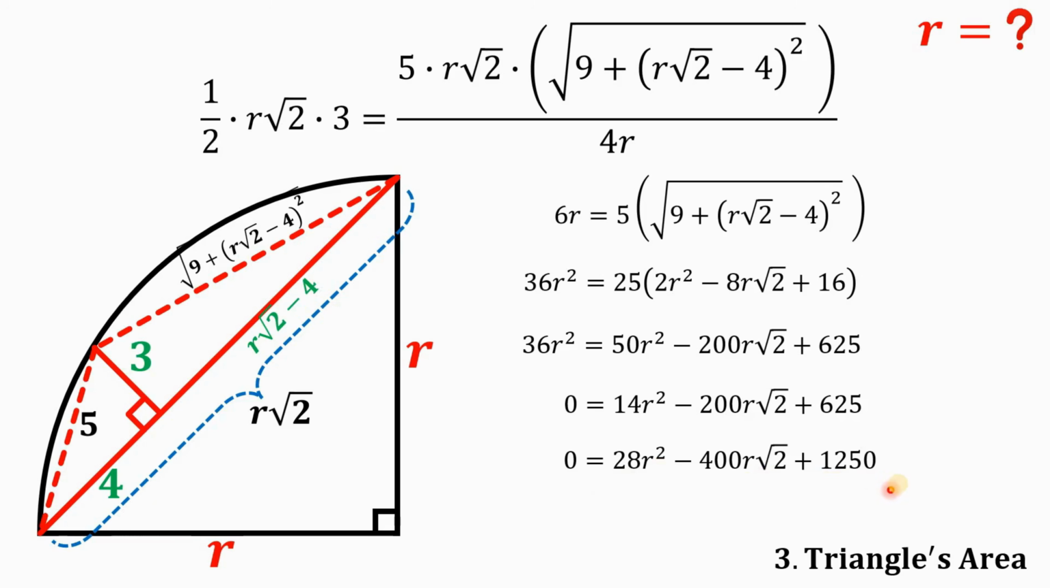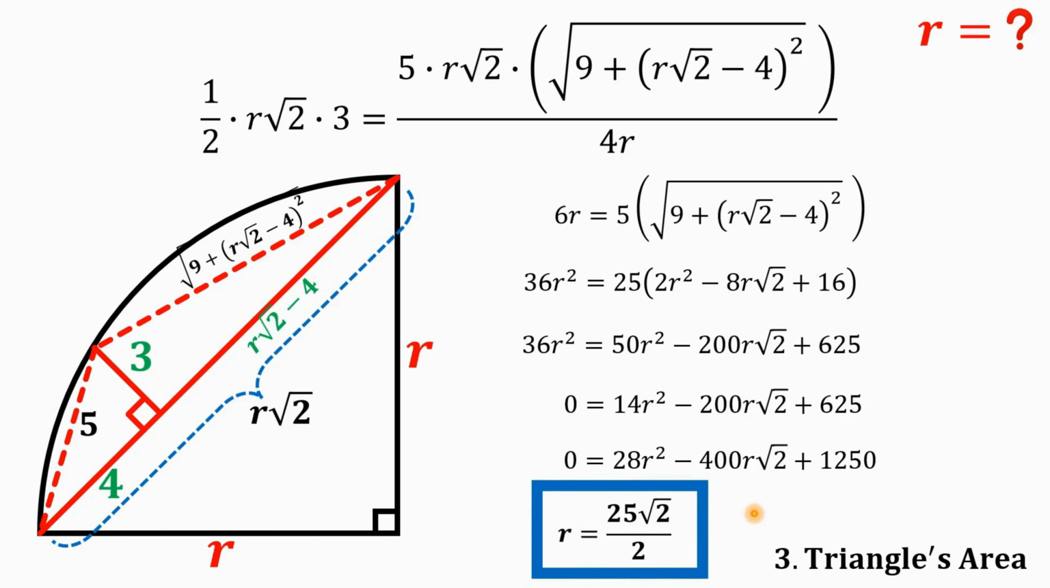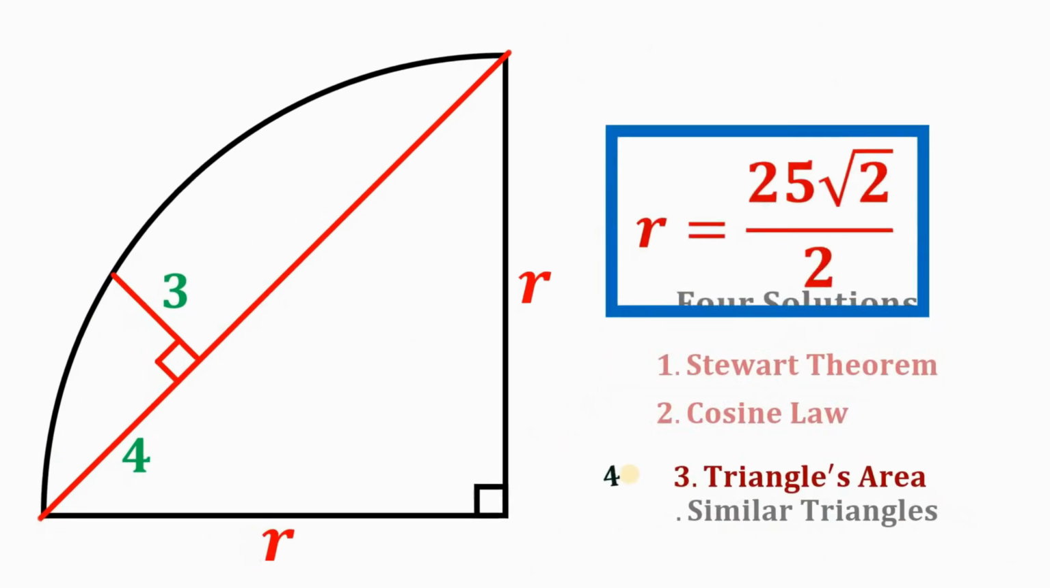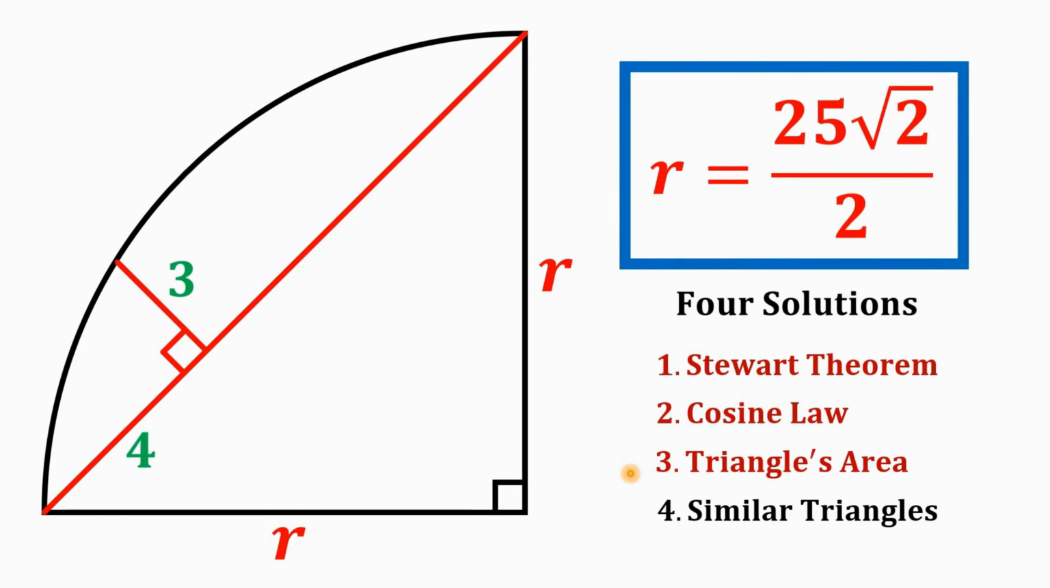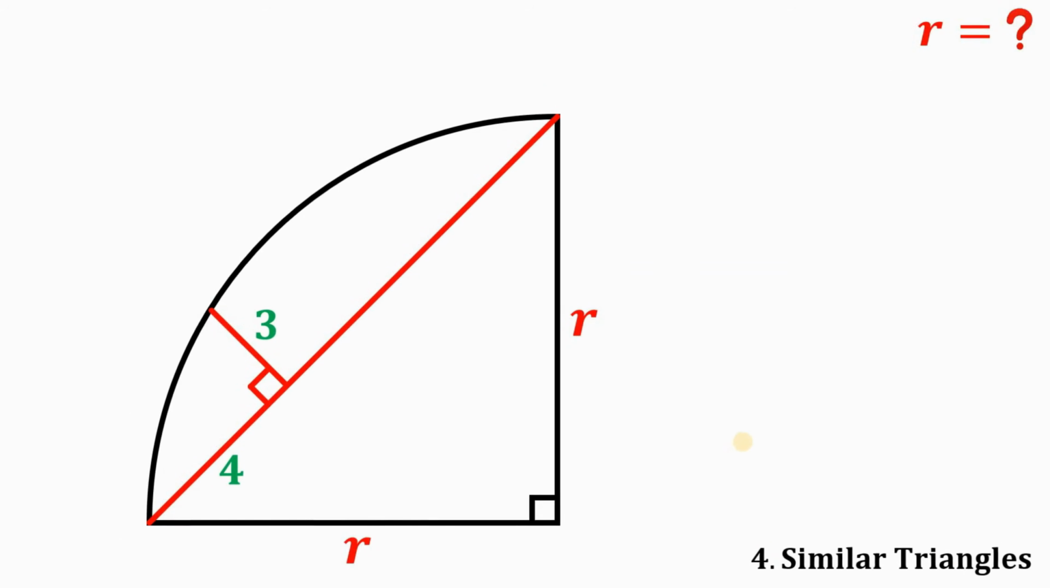This is very familiar because this is the equation that we used in the second solution using the cosine law. In short, using this equation, we can get the value of r as 25 times square root of 2 divided by 2. And again, this is our answer to the question. So this is our solution number 3. And now let's have the fourth solution. And of course, if you have another solution, feel free to write your solution in the comment section down below.